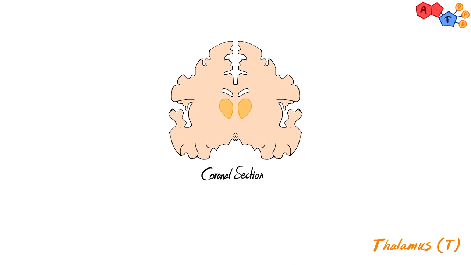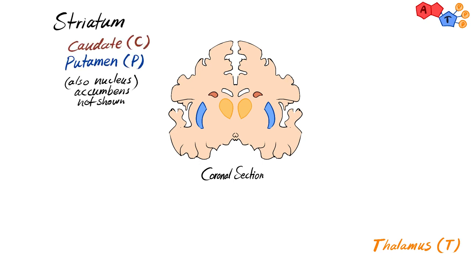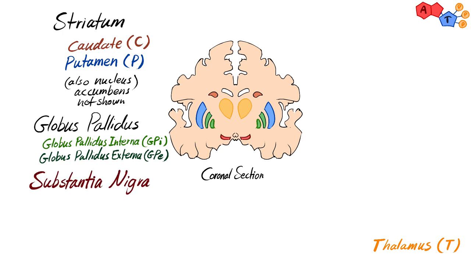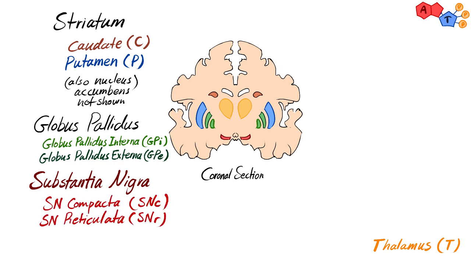The 4 major nuclei of the basal ganglia are: first, striatum, which consists of the caudate, putamen, and nucleus accumbens. The striatum is known to be the major input nucleus, so please keep it in your mind. Then we have globus pallidus, and it consists of 2 parts, globus pallidus interna and globus pallidus externa. Third, we have substantia nigra, and again it's divided into 2 parts, substantia nigra pars compacta and substantia nigra pars reticulata. Fourth and last component is the subthalamic nucleus.